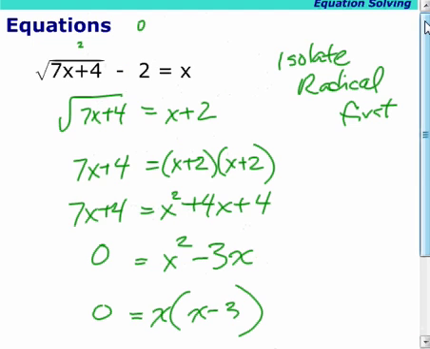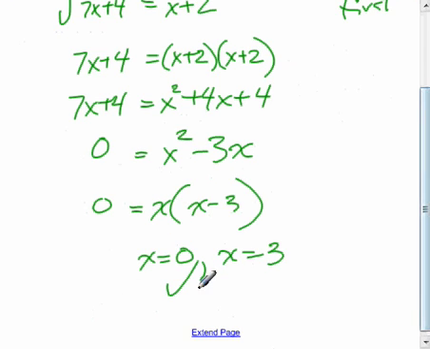Let's check out 3. I put a 3 in there. 7 times 3 is 21, plus 4 is 25. Square root of 25 is 5. 5 take away 2 is 3. That's the number I plugged in. Checks out. I probably should write out the whole check down below, but I just wanted to do it mentally. But it's important to check.